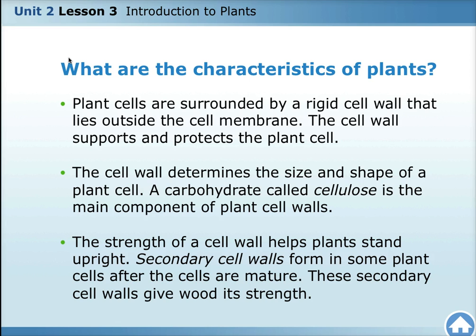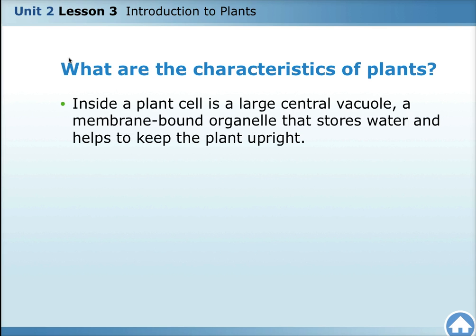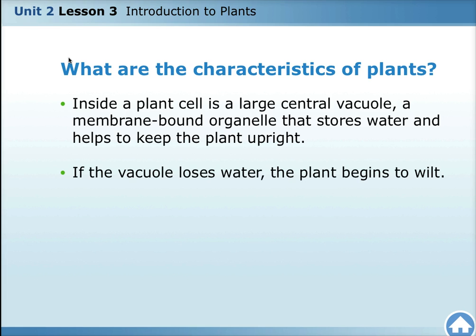Secondary cell walls form in some plant cells after the cells mature. These secondary cell walls give wood its strength. Inside a plant cell is a large central vacuole, a membrane-bound organelle that stores water and helps to keep the plant upright. If the vacuole loses water, the plant begins to wilt.